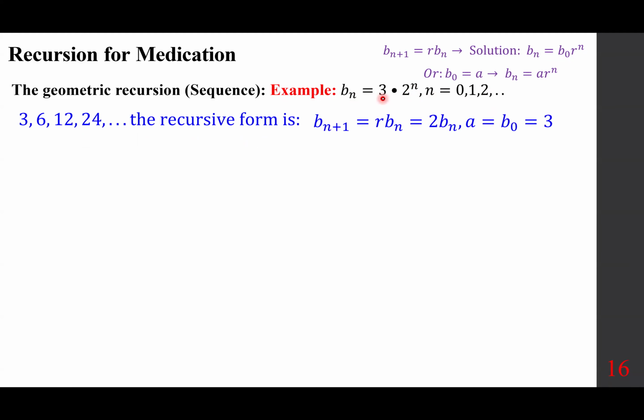So the recursive form is B sub n plus 1 is R B sub n, which means R is 2, 2B sub n, and B sub 0 is 3. Depending upon the text, they may use A or B sub 0. This is the basic geometric sequence we are familiar with. This is the recursive format. B sub n plus 1 is R B sub n. And actually, this shows the R is 2, or you can see that 3 times 2 is 6 times 2, 12 times 2, and so on.